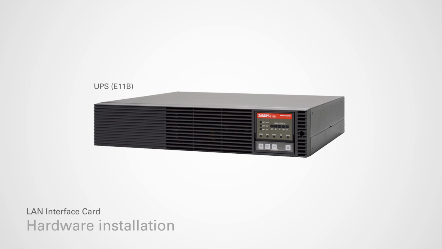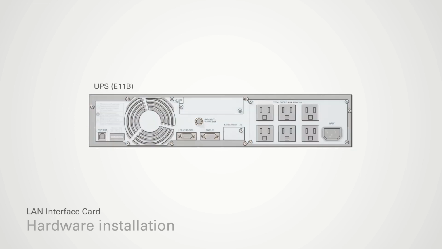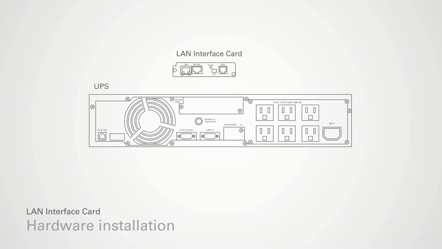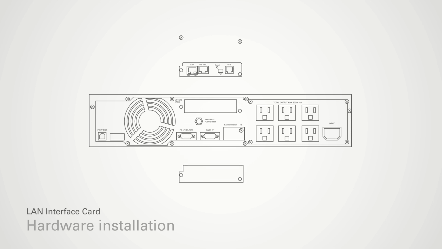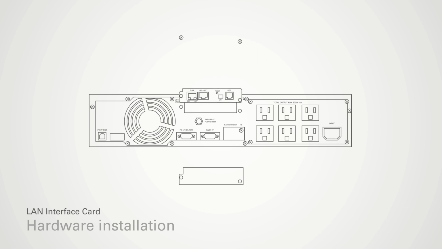Before installation, make sure the UPS unit is stopped and power supply to the UPS is turned off. Locate the installation location for LAN Interface Card, which is different for each UPS model. For E11B UPS model, the installation location is at the back of UPS. Loosen the two screws and remove the option card cover. Insert the LAN interface card and secure it with the two screws removed from the cover.